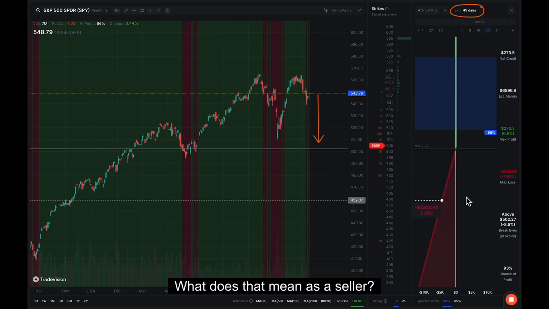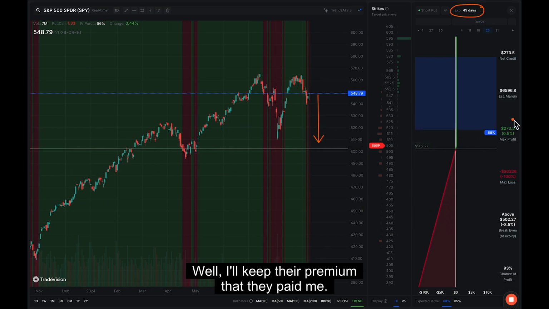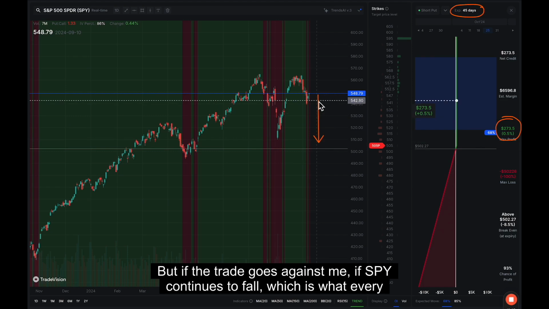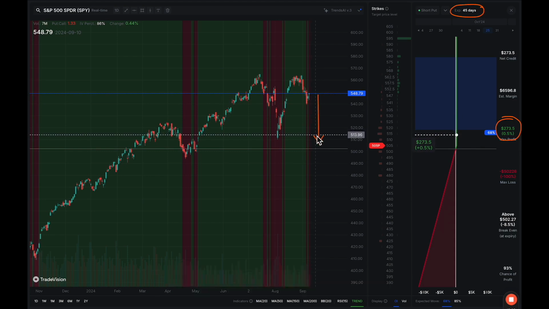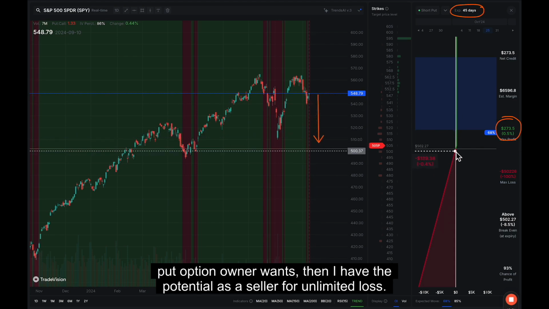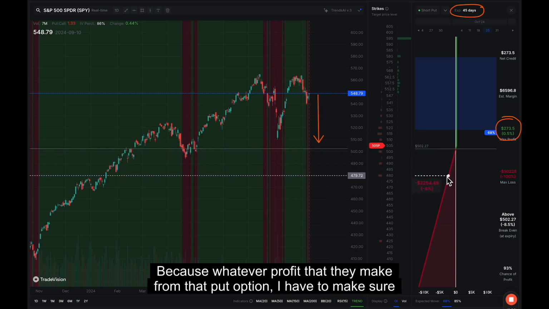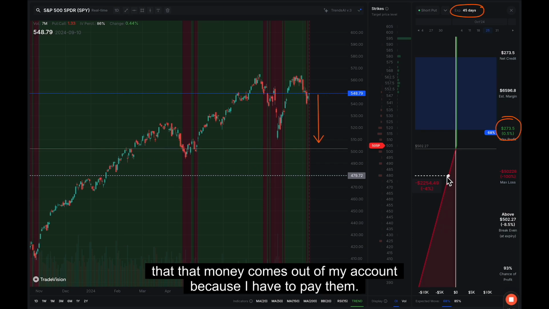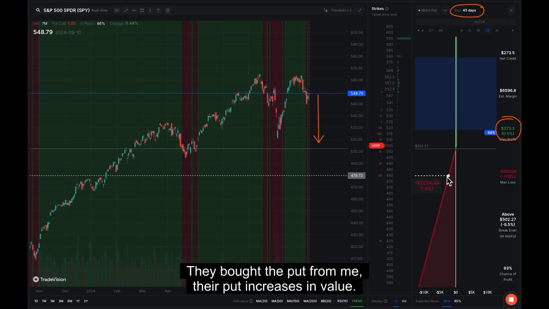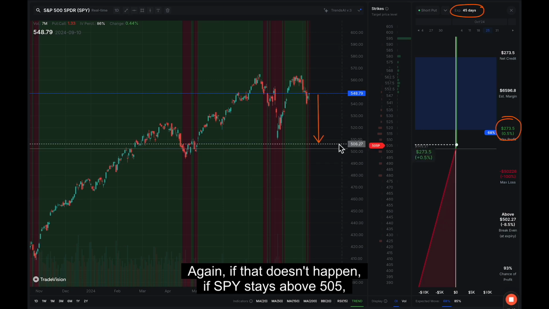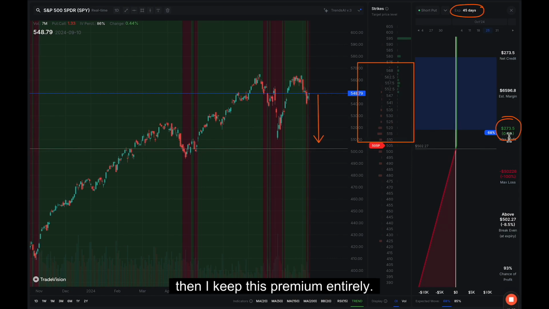What does that mean as a seller? Well, I'll keep the premium that they paid me. But if the trade goes against me, if SPY continues to fall, which is what every put option owner wants, then I have the potential as a seller for unlimited loss. Whatever profit they make from that put option, I have to make sure that money comes out of my account because I have to pay them. They bought the put from me, their put increases in value, I have to make sure that person gets paid. Again, if that doesn't happen, if SPY stays above 505, then I keep this premium entirely.